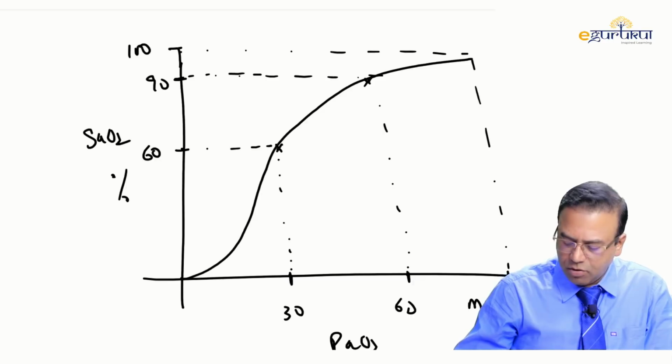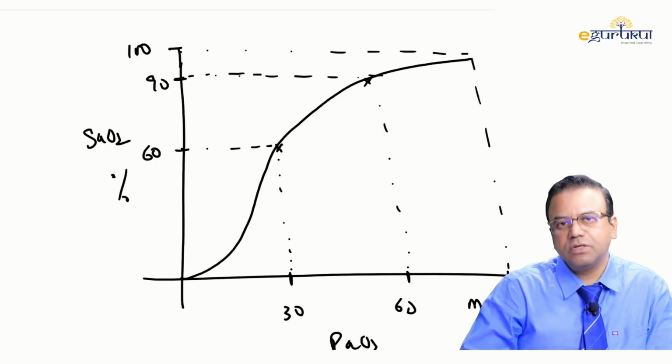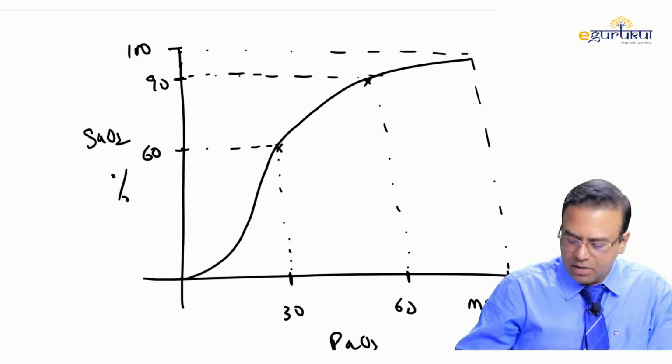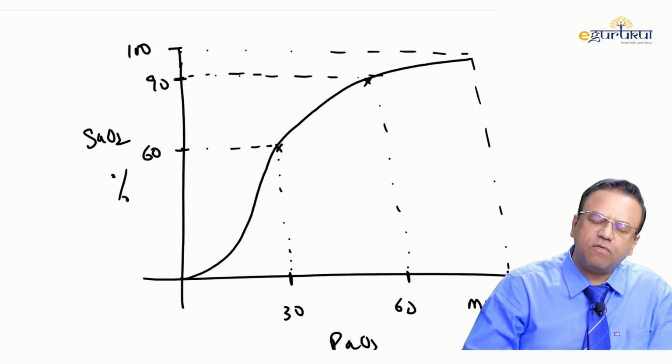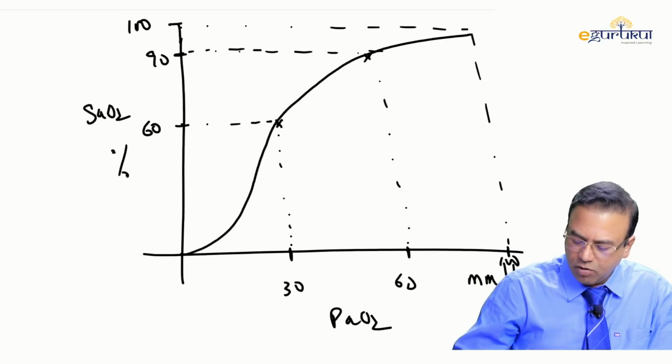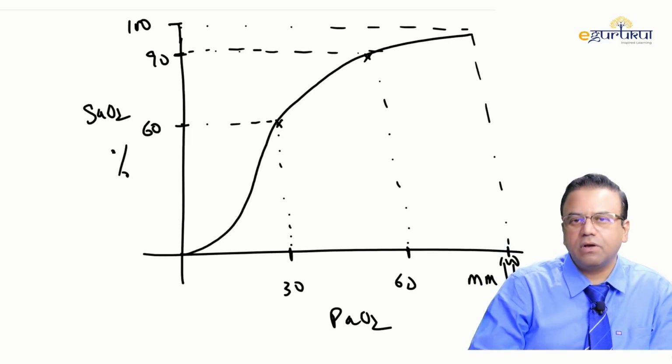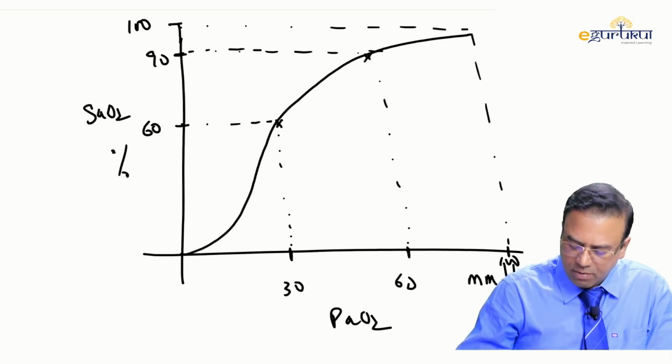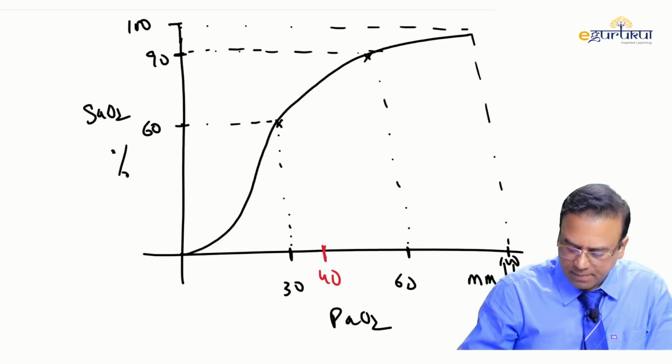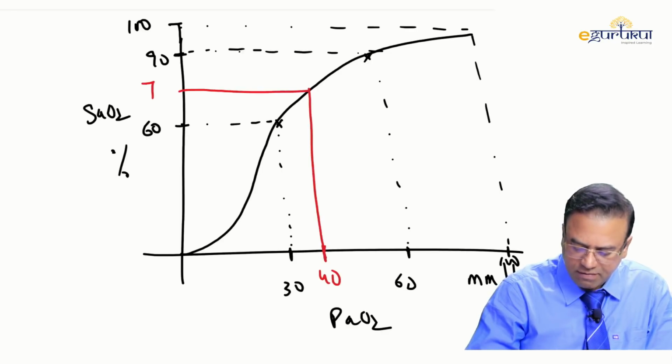You notice at a PaO2 of 30, roughly around 57% of oxygen is bound to the hemoglobin. At a PaO2 of 60, around 90% is bound to hemoglobin. And at a PaO2 of 100, 100% saturation occurs. One more number, if you can remember, that's good: at a PaO2 of 40, the saturation is roughly around 75%.